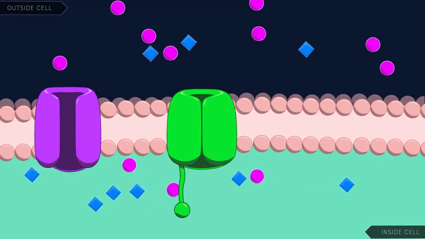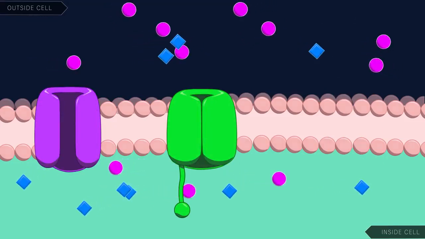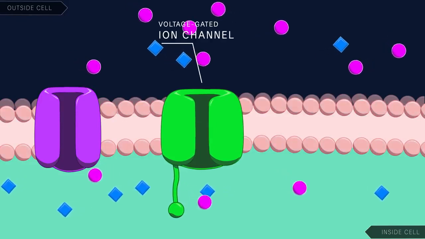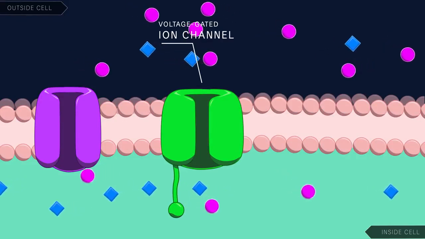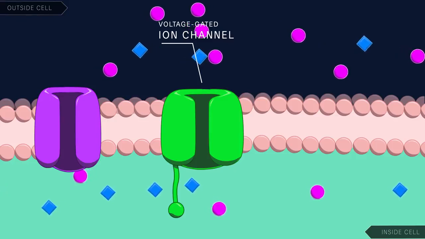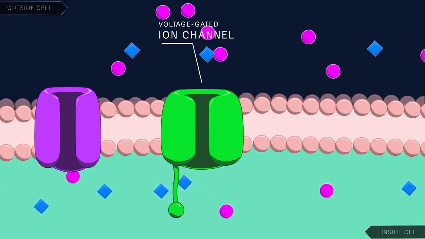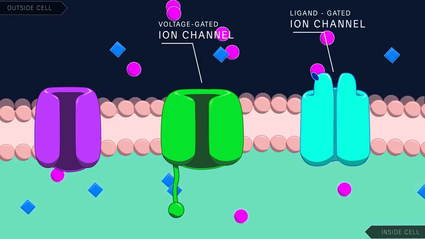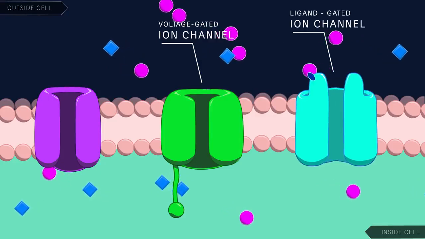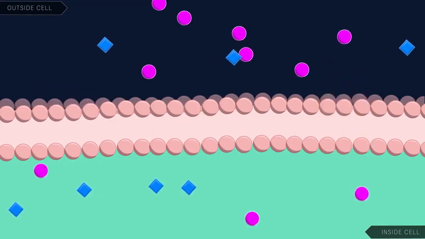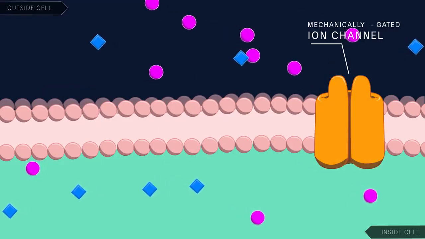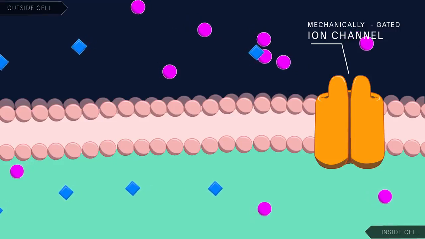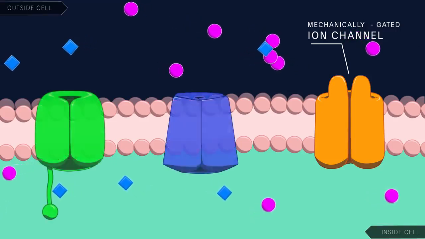Some ion channels are always open, but many require a signal to tell them to open or close. For example, voltage-gated channels only open when the membrane potential reaches a certain value. On the other hand, ligand-gated ion channels are triggered to open when they are bound by a specific molecule. Mechanically gated ion channels open in response to physical forces such as changes in length or changes in pressure.